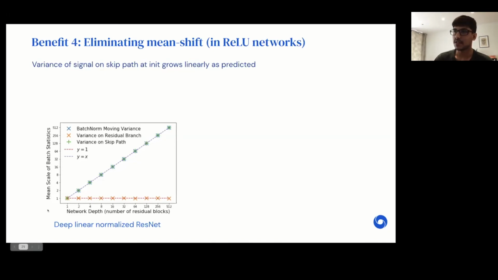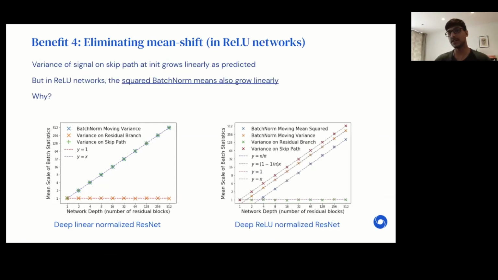And we're plotting the variance on the skip path and the rest, the variance on the residual branch, and the moving variance of the batch norm statistics. We see that as the network depth increases, the variance on the skip path increases linearly, like the theory that I just showed a few slides back. And because the batch norm layer normalizes the activations on the residual branch, the variance of the residual branch is at 1. Consequently, the batch norm moving variance also increases linearly so that it keeps the variance on the residual branch at 1. I'm not showing the batch norm moving mean squares values here because they're basically 0 in this case.